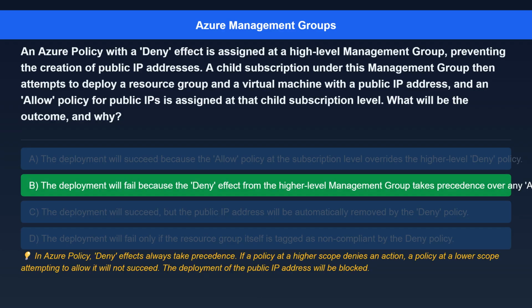The correct answer is the deployment will fail because the deny effect from the higher level management group takes precedence over any allow policy at a lower level. Here's the explanation. In Azure policy, deny effects always take precedence. If a policy at a higher scope denies an action, a policy at a lower scope attempting to allow it will not succeed. The deployment of the public IP address will be blocked.